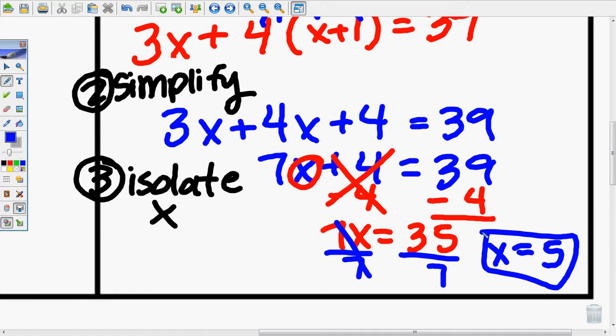Okay? Since we're focused on function notation, we write f of 5 equals 39. And you're done.